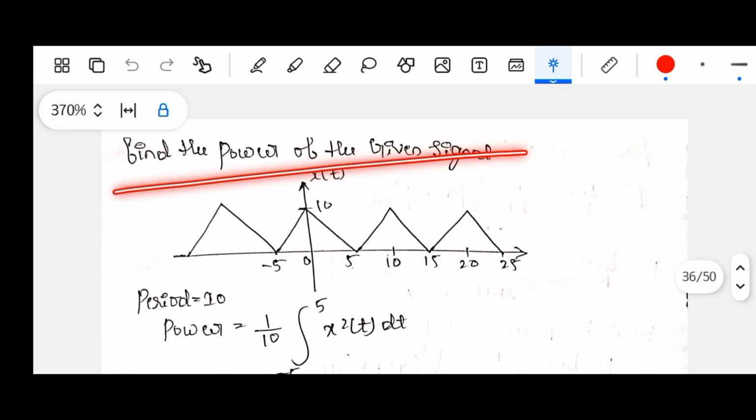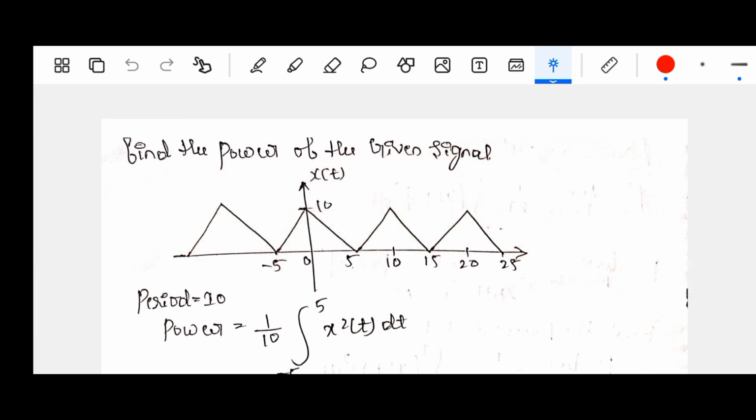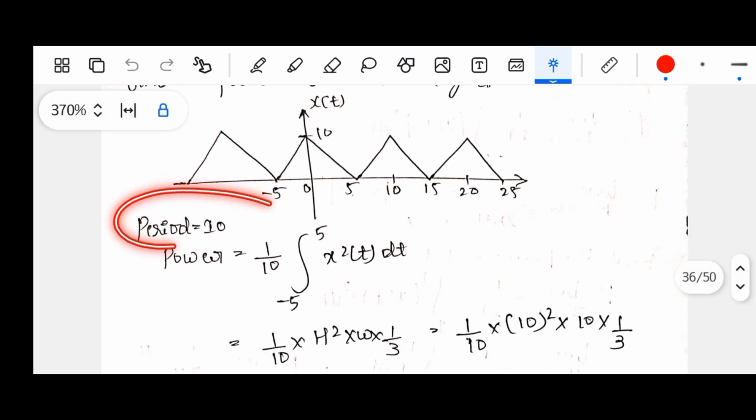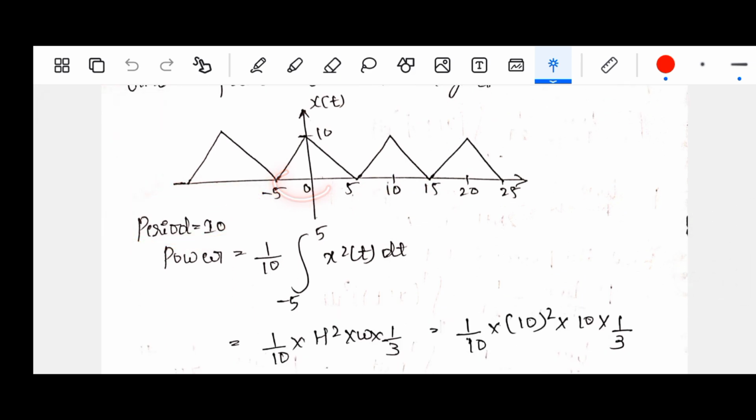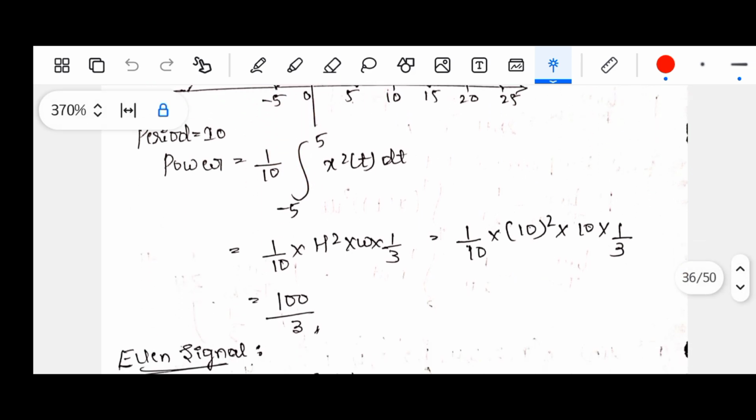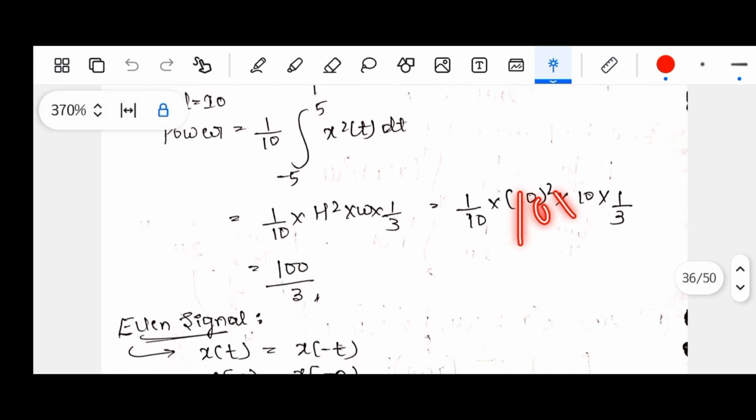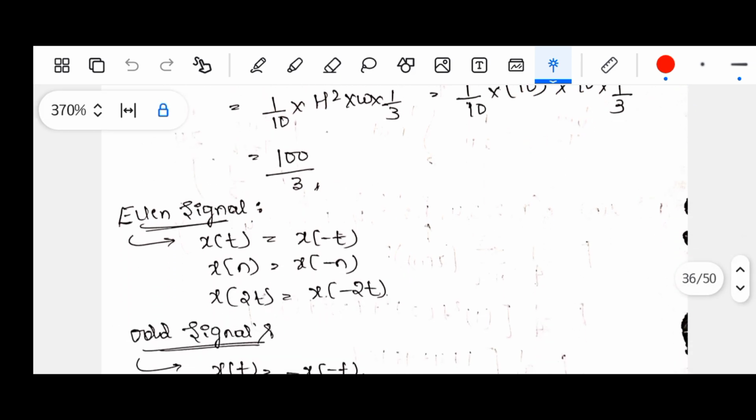Next, find the power of the given signal. First see this signal varying from minus 5 to 5. It has a difference of 5 on each side, so the period is 10, because 5 plus 5 means 10, so the signal is repeating at the value 10. Power will be 1 by 10 times the integration from minus 5 to plus 5 of x square t dt. That is 1 by 10 into height square into width into 1 by 3. Here height will be 10 and width will be 10, into 1 by 3. So the answer will be 100 by 3.